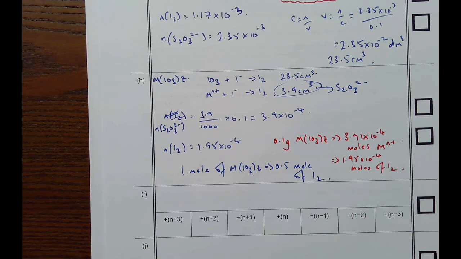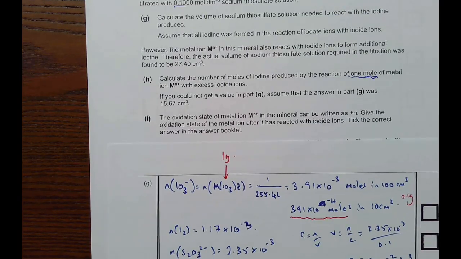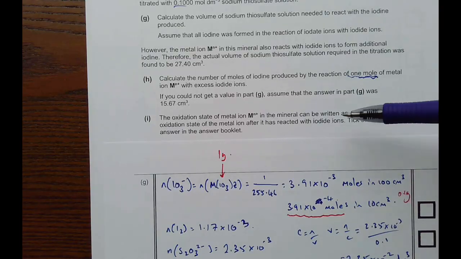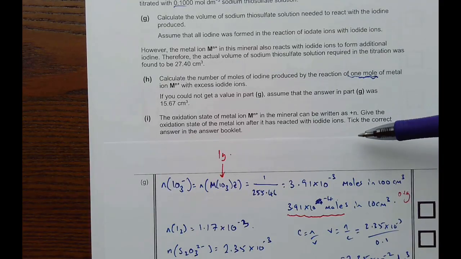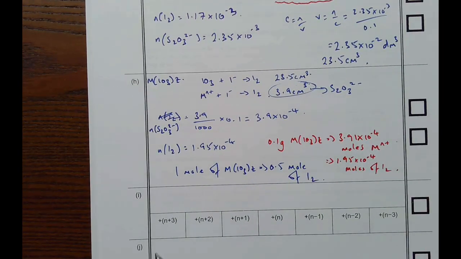So if you want, I would probably have a little think about that by yourself. All right, then we are told here the oxidation state of Mn+ in the mineral can be written as +n. Give the oxidation state of the metal ion after it has reacted with the iodide ions. Okay, so for this we need our ratio that we just worked out.